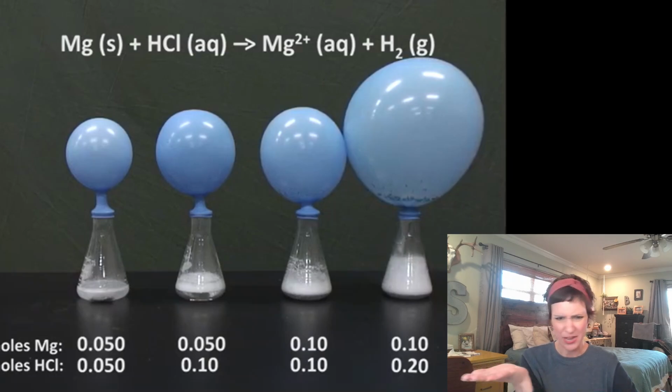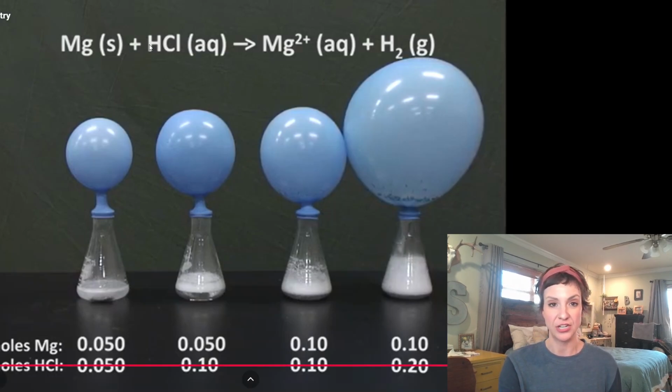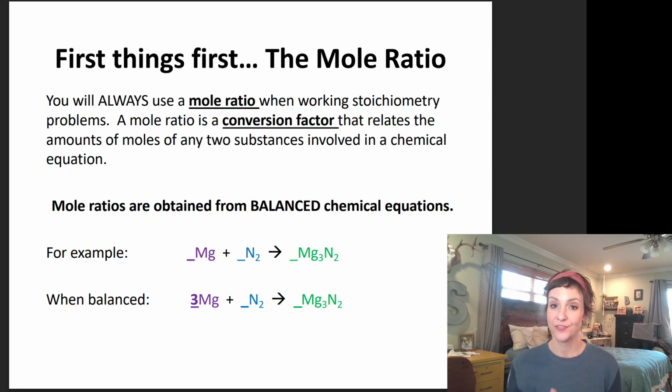So what is going on with these balloons, and how am I supposed to make sense of this, and what creates the volume of gaseous product, and what do moles have to do with this? And do not be freaked out about this chemical equation up here. We will deal with that later. So first things first, the mole ratio.